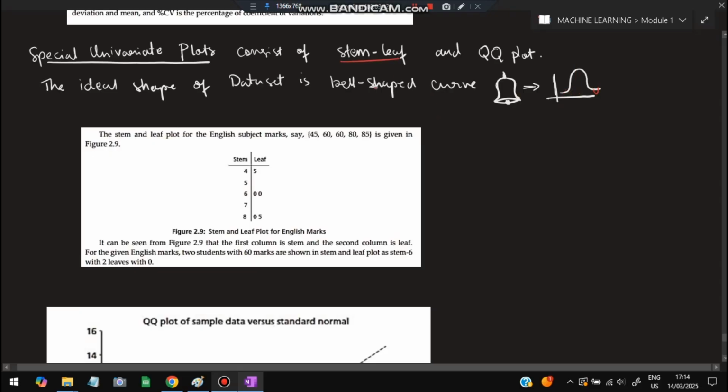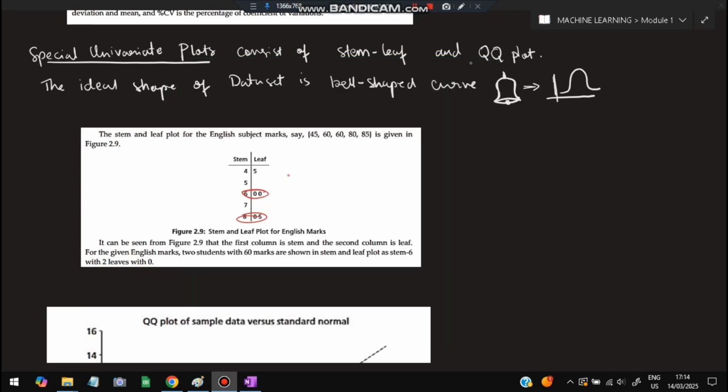The first kind of plot is the stem leaf kind. Stem leaf means, suppose we have 45 marks in English, 4 will be taken as the stem and 5 as the leaf. 66 will be taken here and zeros will be taken here, because two 60s are there and the zeros. 80, with 8 as the stem, will have 0 here. 85, the 5 will be here. So each of these is a leaf with its stem. Two leaves are there for each stem, so most probably this will be the range. That kind of analysis is called stem leaf analysis.